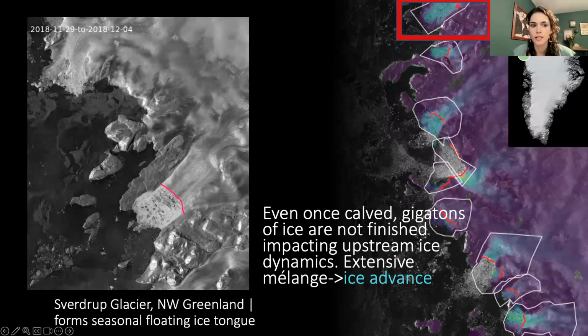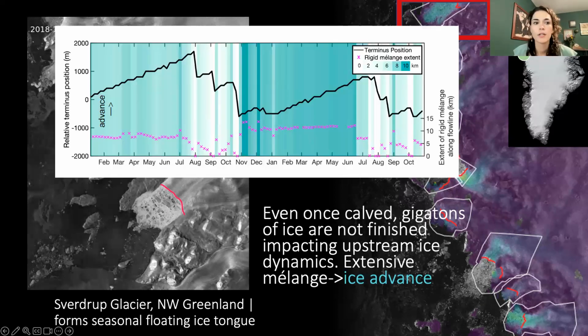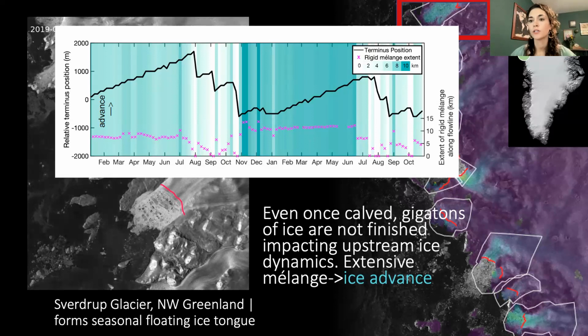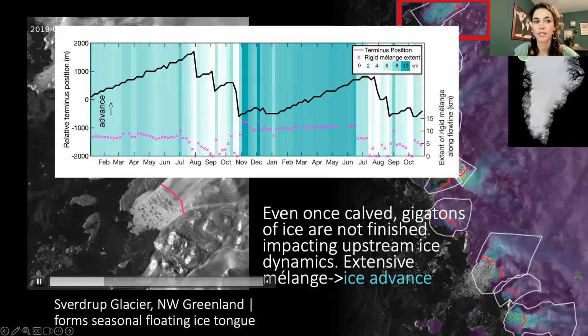Just kind of have that playing in the background there. So if we compare just those couple of years that I showed, all right, and so if we look at how that mélange coverage relates to the timing of advance and retreat, we quickly see that mélange presence is really closely associated with when the glacier is advancing.